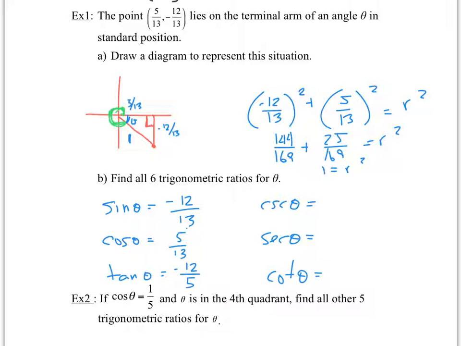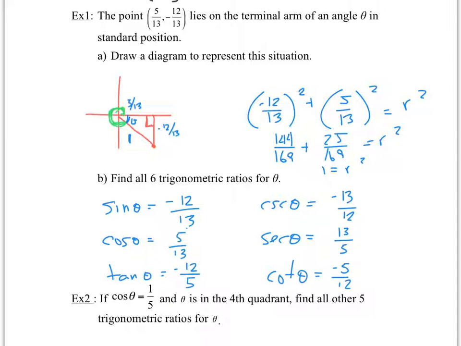All right, these are actually quite simple to find. It's just the reciprocal of these. So all you have to do is flip every single fraction, and you're going to come up with your solution. So here, negative 13 over 12. Notice I usually keep the negative on the numerator just to be consistent. And here this is 13 over 5, and over here you have negative 5 over 12.